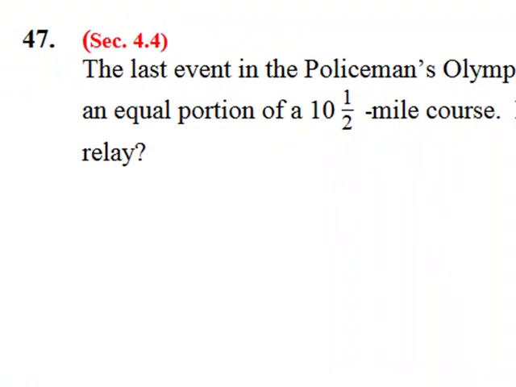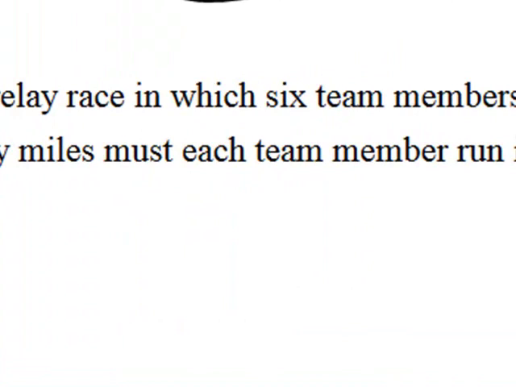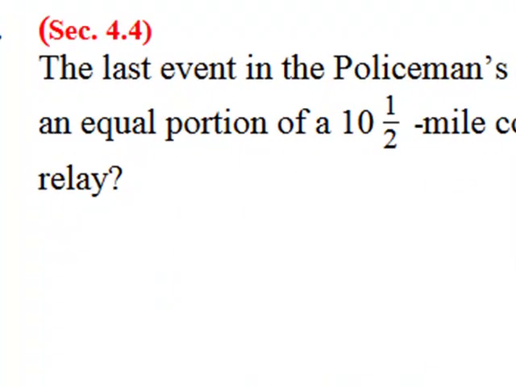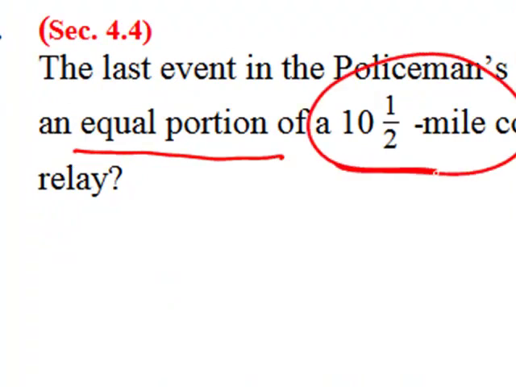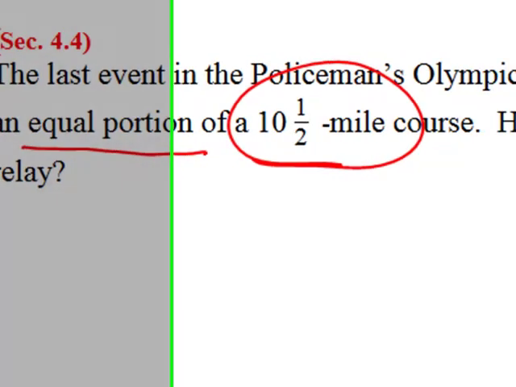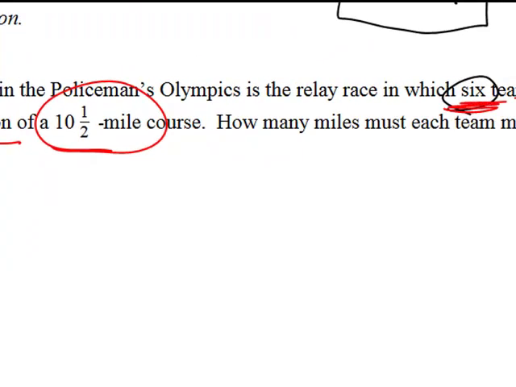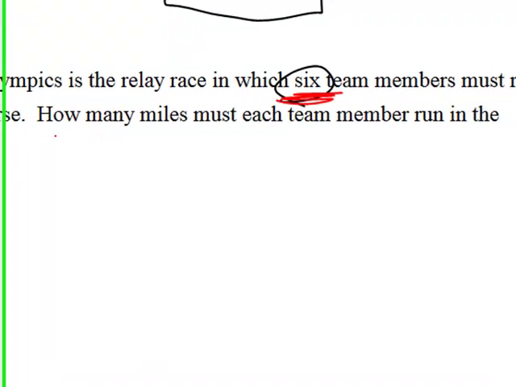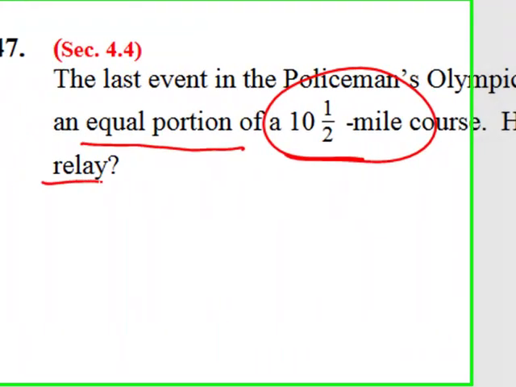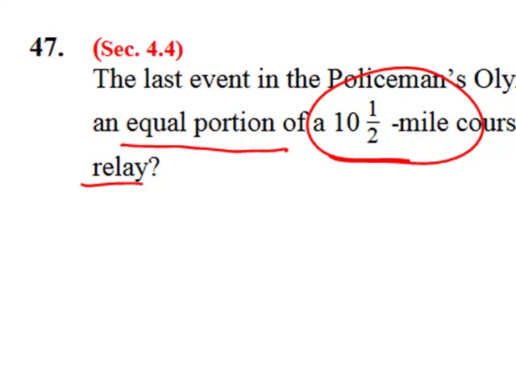Number 47, we need to solve this application. It says the last event at the Policeman's Olympics is the relay race in which 6 team members, I think that number 6 is going to be important, 6 team members must run an equal portion of a 10.5 mile course. 10.5 is the total, and we have 6 team members running an equal portion. How many miles must each team member run in the relay? This can be solved with an equation, and it can also be solved using straight division.